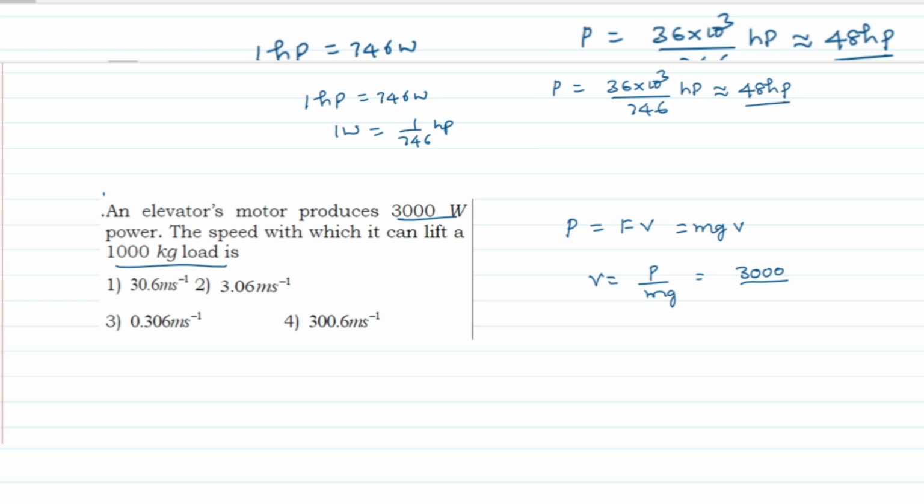Mass is given as 1000, into g value we take as 9.8. So here it is 3 times, I will get 3 by 9.8. Then velocity nearly we will get as 0.306 meter per second. This is the correct answer. Let us see the next question.